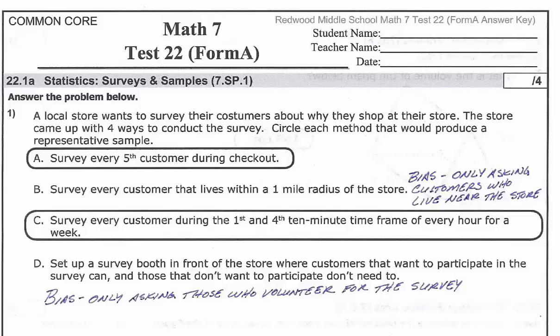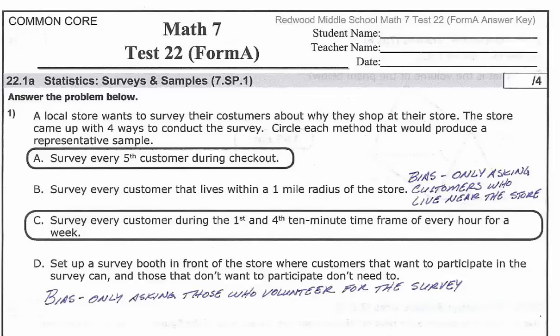C, survey every customer during the 1st and 4th 10-minute time frame of every hour for a week. So let's say your store opens at 8 in the morning and closes at 9 o'clock at night. That's Trader Joe's, keeps those hours, 8 to 9. So that means from 8 to 8:10, you're going to survey everybody in the store. And you're going to do that again from 8:30 to 8:40. And then you're going to do that again from 9 to 9:10 and again from 9:30 to 9:40. And you're going to do that throughout the entire day. And then you're going to do that for the whole week.